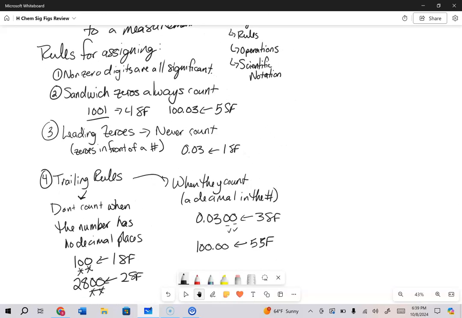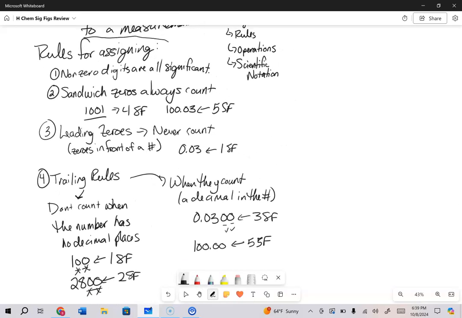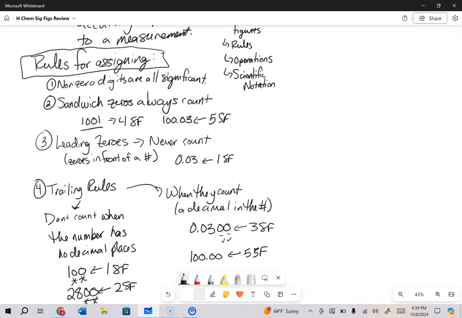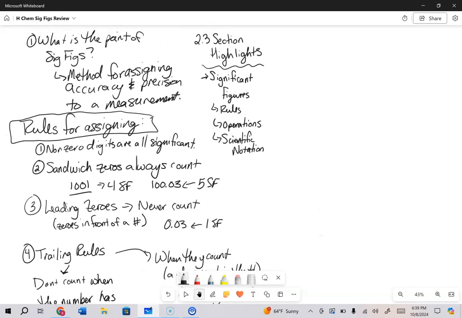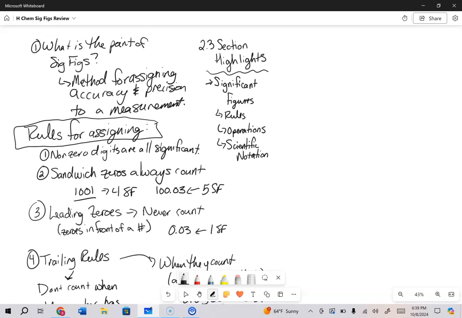Just kind of a quick reminder. One of the things you want to make sure you know is all of these rules. And it's not enough to just know the rules. You have to be able to apply them. So make sure you can, using whatever method you like. You can find plenty of places online where you can find practice with sig figs and operations.